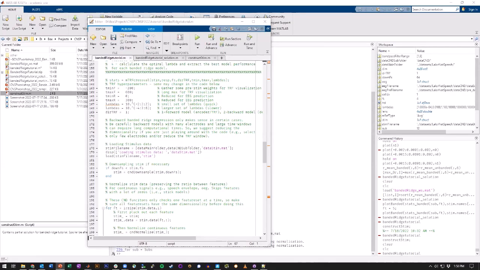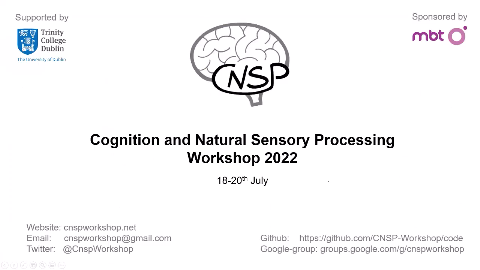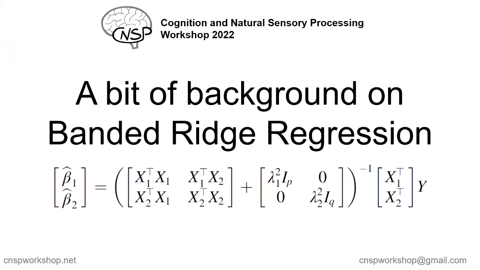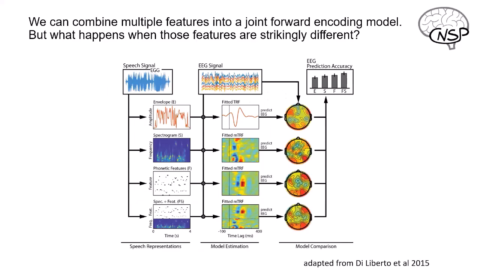So first, I want to show a little bit about banded ridge. This is the equation for banded ridge provided by Alexander Huth and Jack Gallant's group, and we'll go over this a little bit later. But the motivation behind banded ridge is that sometimes when you're presenting a signal and recording EEG, you've got all these different features, and sometimes you concatenate features that are quite different.